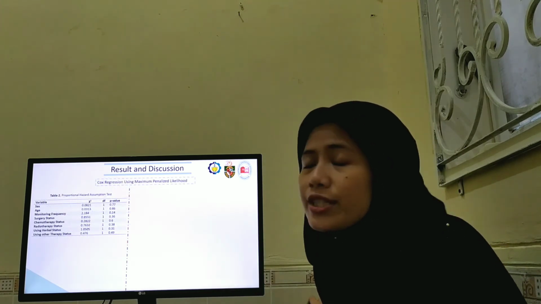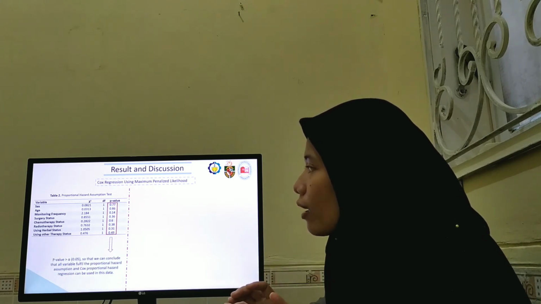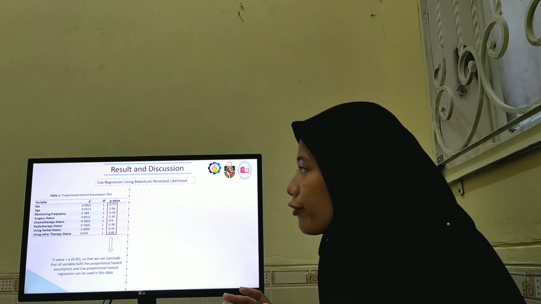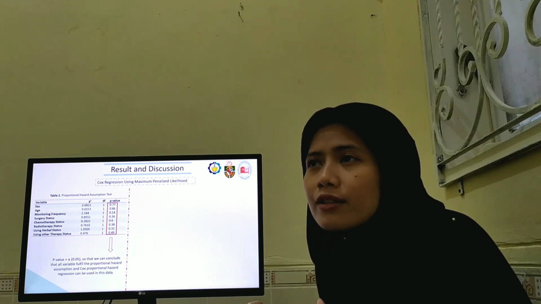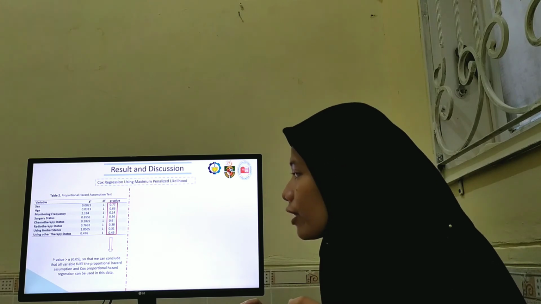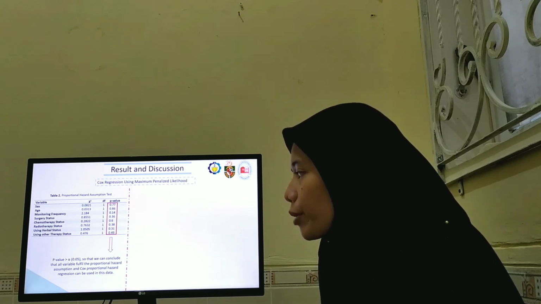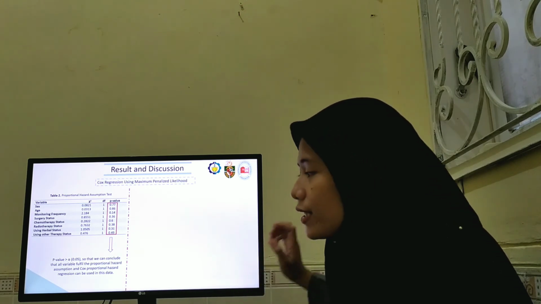The next is the proportional hazard assumption test. We know that the p-values of all of the variables are more than the significance level, so we can conclude that all variables fulfill the proportional hazard assumption, and Cox proportional hazard regression can be used on this data.